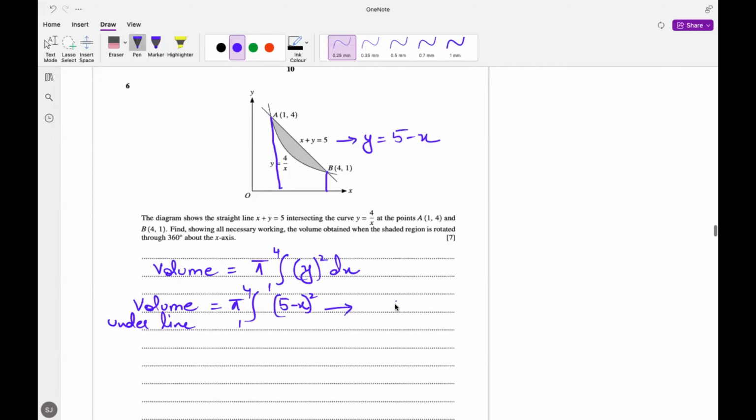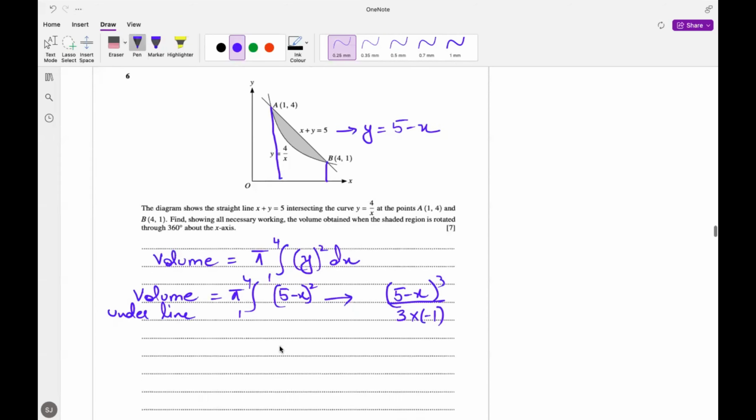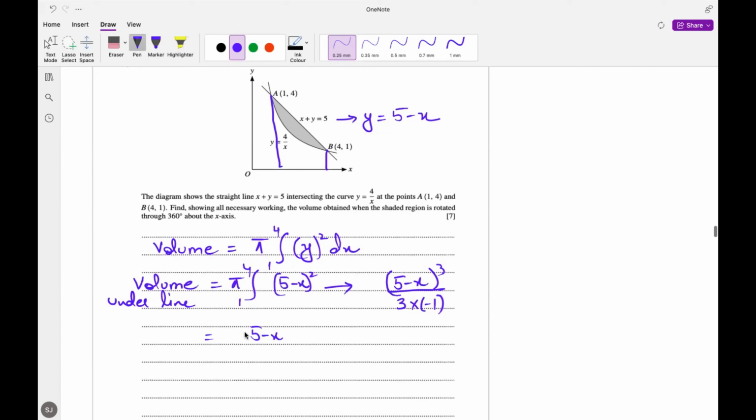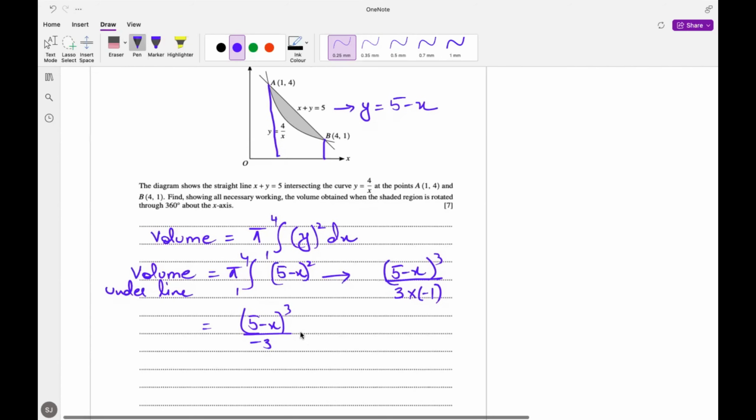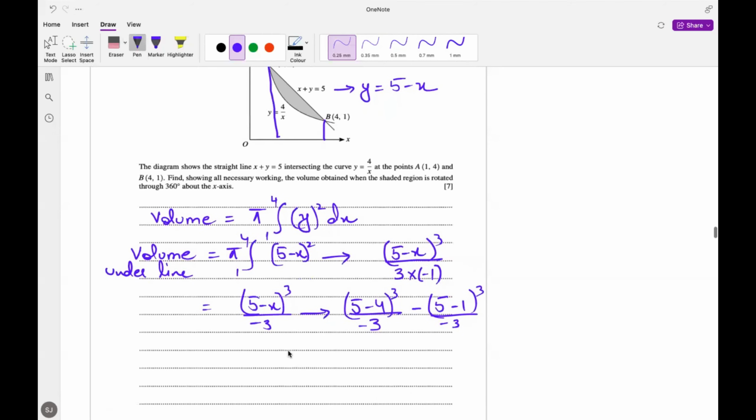Integrating (5 minus x) whole squared, you will get (5 minus x) to the power 3 divided by the new power and multiplied by the derivative of the function 5 minus x. So the integral will become (5 minus x) whole cubed divided by minus 3. Now applying the limits 4 and 1, we will get (5 minus 4) whole cubed divided by minus 3 minus, now applying the lower limit 1, (5 minus 1) whole cubed upon minus 3. Substituting these values in the calculator, we'll get 21, and then we also add the pi to it, so the volume under the line will be 21 pi.